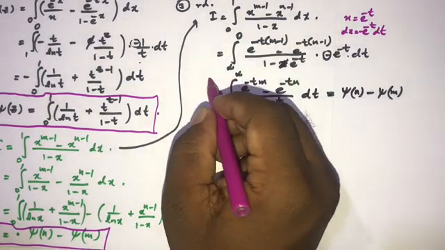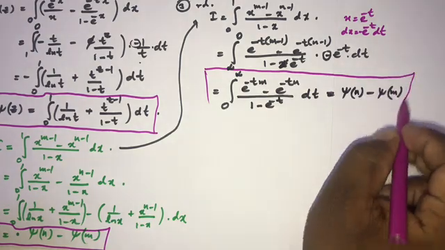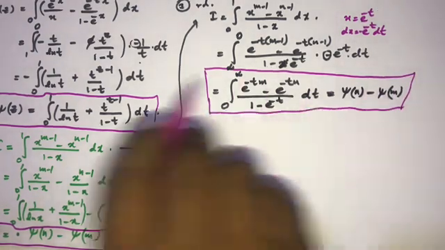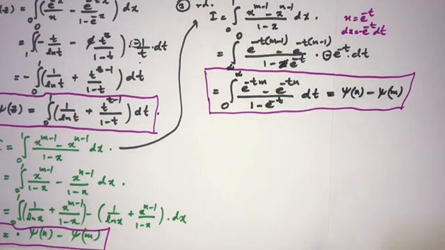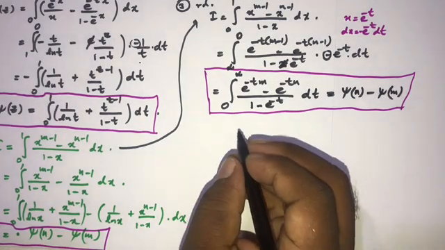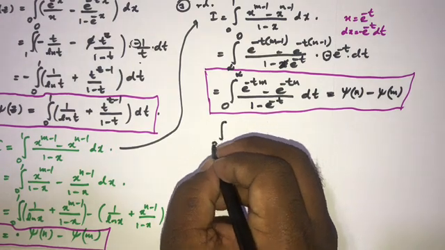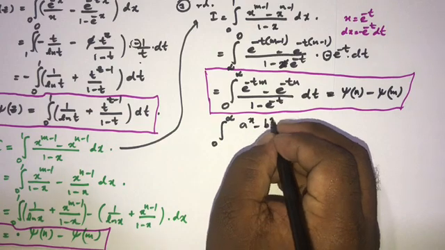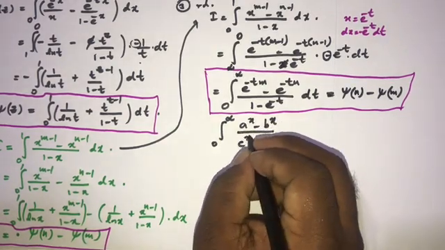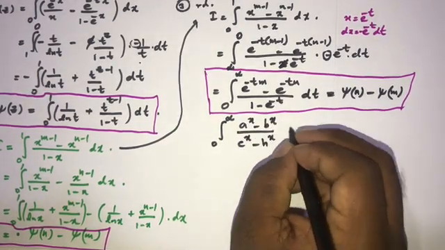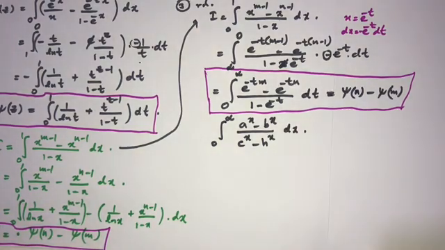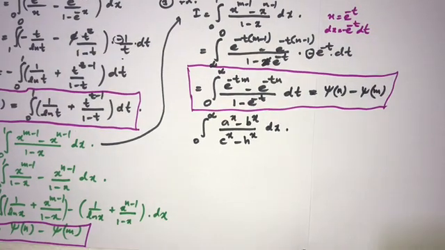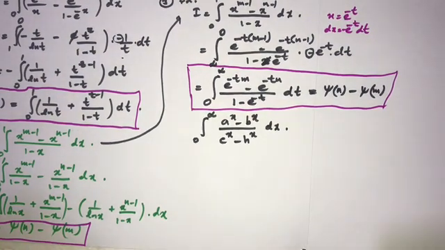Now this is another important result. Okay, then our final step. So we can write our integral 0 to infinity a to the x minus b to the x over c to the x minus h to the x dx. Now I'm going to use a substitution, and this is not a u substitution.